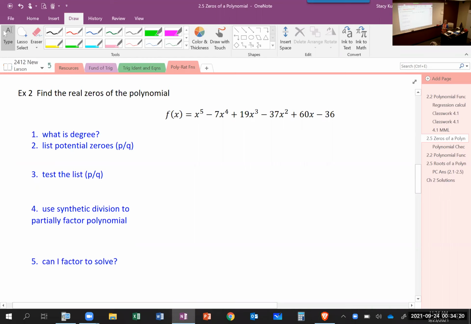Here I have x to the fifth minus 7x to the fourth plus 19x cubed minus 37x squared plus 60x minus 36. So what degree polynomial is this? Fifth degree polynomial. We could potentially have 5 roots.